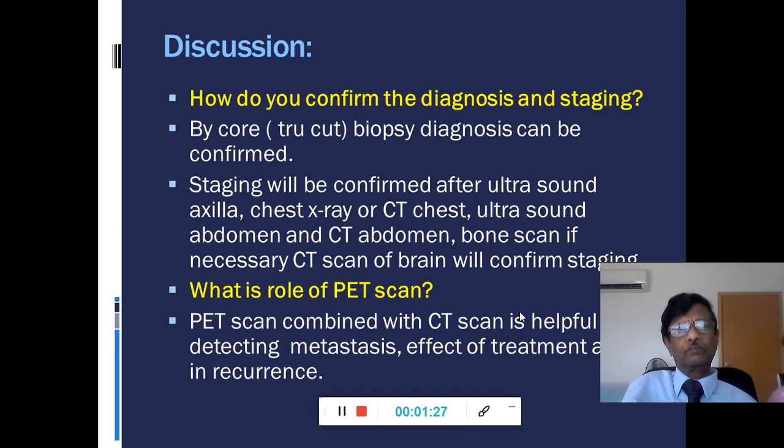How do you confirm the diagnosis and staging? By core true cut biopsy, the diagnosis can be confirmed. Staging will be confirmed after ultrasound axilla, chest X-ray or CT chest, ultrasound abdomen and CT abdomen, and bone scan. If necessary, a CT scan of the brain will confirm the staging. What is the role of a PET scan? PET scan combined with a CT scan is helpful in detecting metastasis, the effect of treatment, and also recurrence status.